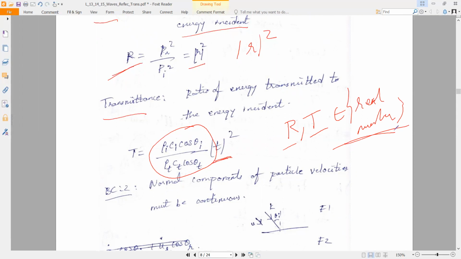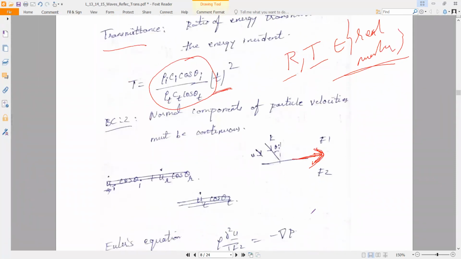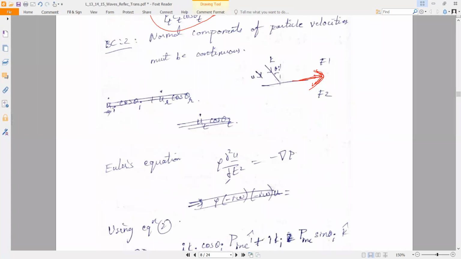Now let's go to the second boundary condition. We are talking of two inviscid fluids, which means there is no shear stress at the boundary tangential to the boundary. So the boundary condition then simplifies to: normal components of the particle velocities must be continuous, right? So how do I identify the velocities? We will use Euler's equation, which is rho times dou square u by dou t square, the acceleration term, is equal to negative of the gradient in pressure. How does this come? You can derive it. For now, let us accept that this is true and let's use it.